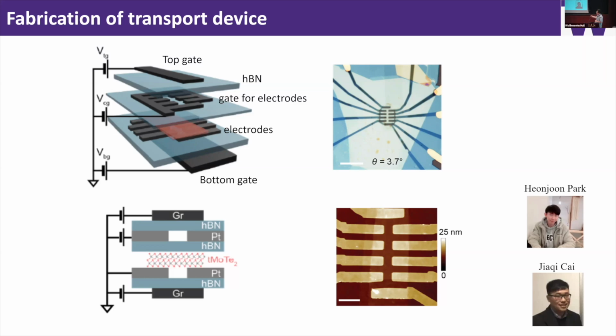Now the right-hand side is an optical image of a device with a 3.7 degree twist, and the bottom is the atomic force microscopy image. One thing you will notice is that these devices are actually quite clean. We don't have any bubbles or wrinkles on the surface. For each device, we use this AFM tip to squeeze out the bubbles. My student tells me each device actually takes about 200 hours. If he's lucky. It could fail at the 199th, the last step.